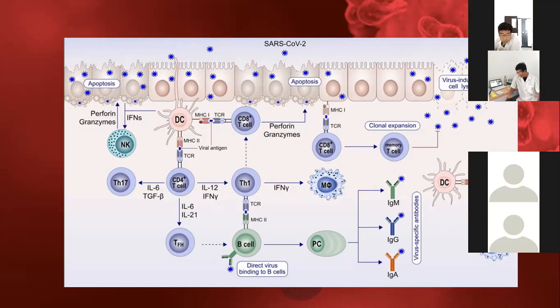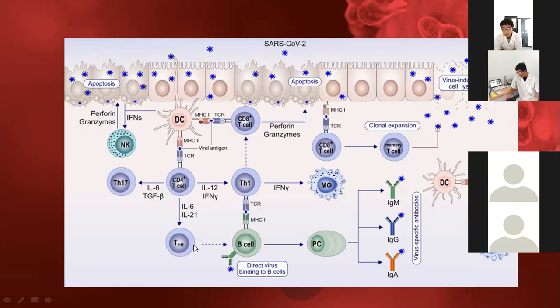And subepithelial dendritic cells, or DC, will recognize the virus antigens and present them to CD4 T cells. And the CD4 T cells will induce the differentiation of these T cells toward memory TH1, TH17, and memory T follicular helper.